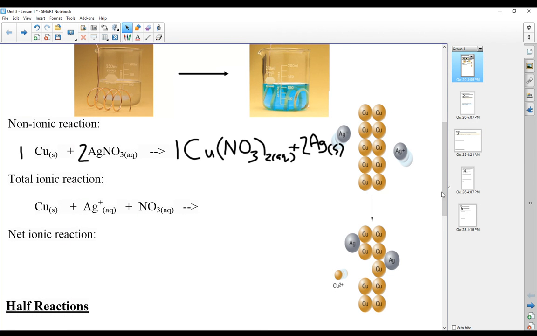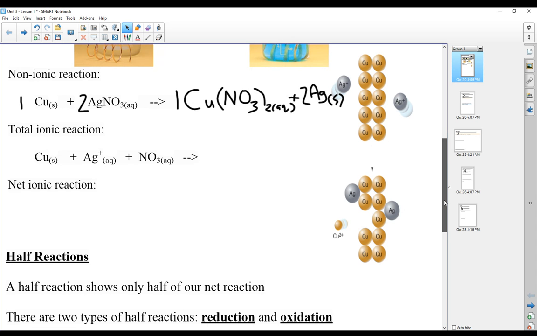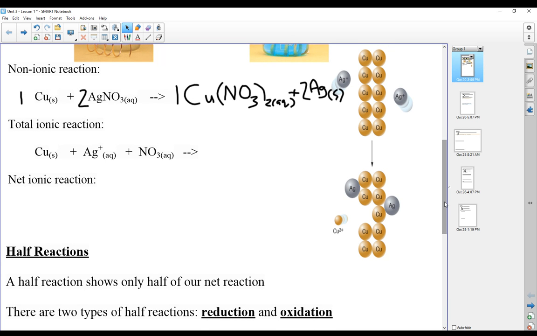So that's our non-ionic reaction, which is essentially meaning that we don't have ions, we have compounds. We could break this down further, though, in which we have our total ionic reaction. If we look at the first part, we have a solid in copper, aqueous silver and aqueous nitrate. Nitrate should have a negative charge right there, so we'll put that in.